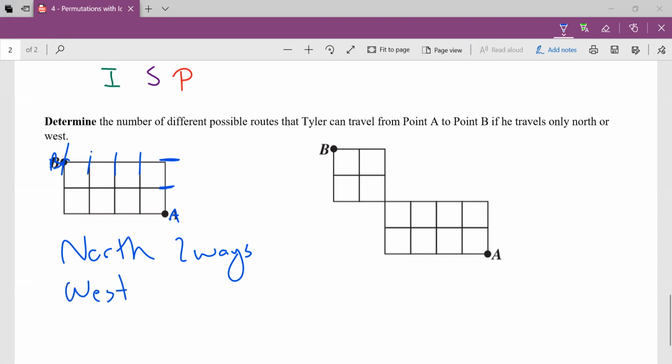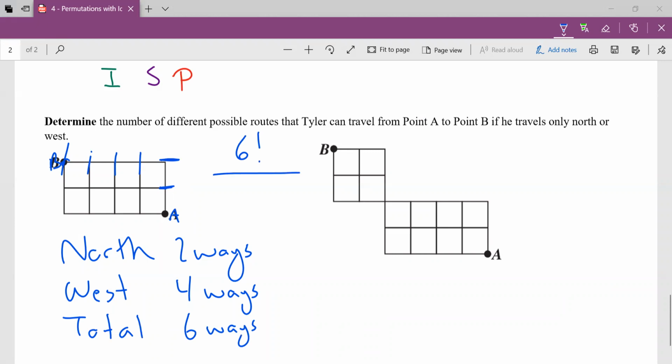So in total, I have to make 6 moves, right? To get from A to B, I have to make 6 moves. I have to go west 4 times and I have to go north 2 times. But I can't tell the difference between when I go north or when I go west, right? I'm going to think of that as an identical object. So guess what? 6 factorial, it's the total number of moves in some order, and I'm going to divide out my repeats.